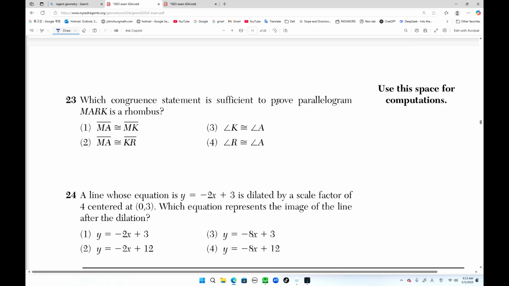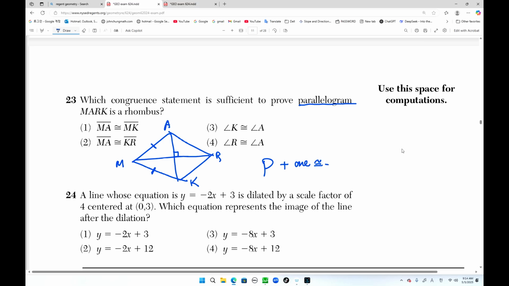Okay, which congruence statement is sufficient to prove the parallelogram is a rhombus? This is a rhombus. A rhombus has diagonals that are always perpendicular, okay? This is already a parallelogram. One consecutive side congruent, also a rhombus. All four sides congruent, also a rhombus. But check it out, MA congruent to MK. Oh, this is already the answer, right? A parallelogram plus one pair of congruent adjacent or consecutive sides is a rhombus. Option one is the answer.